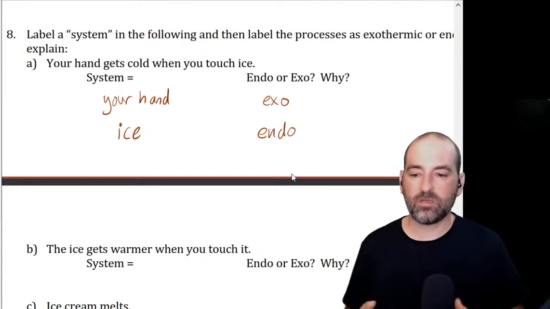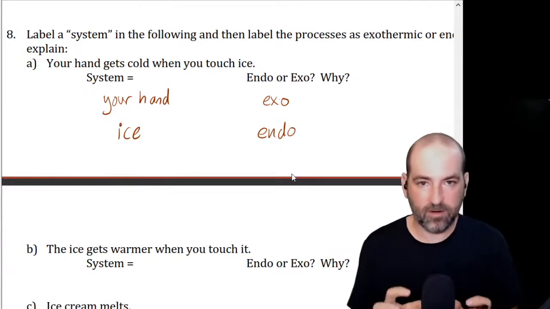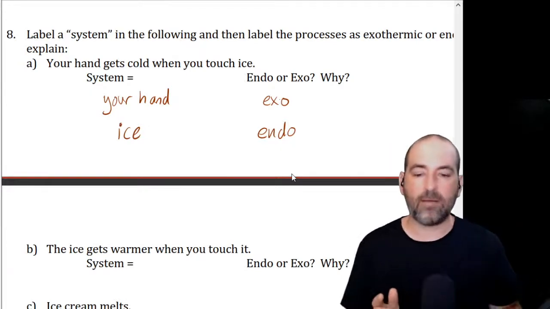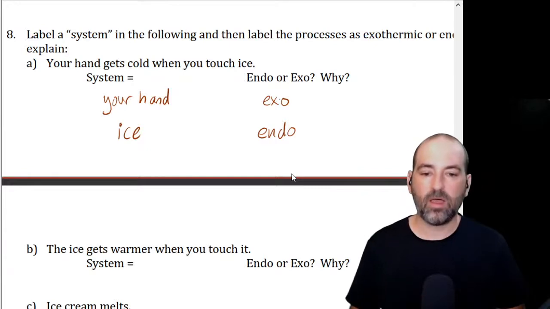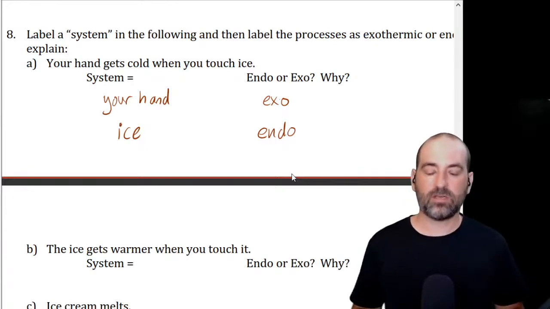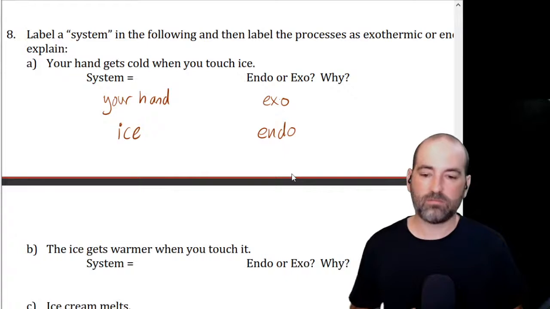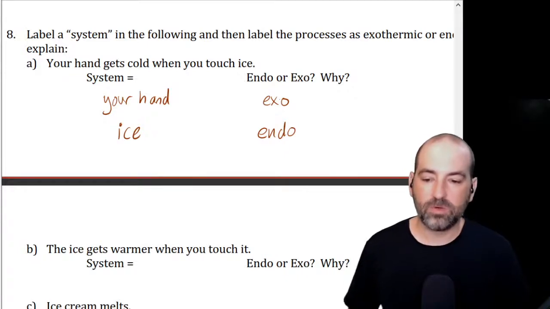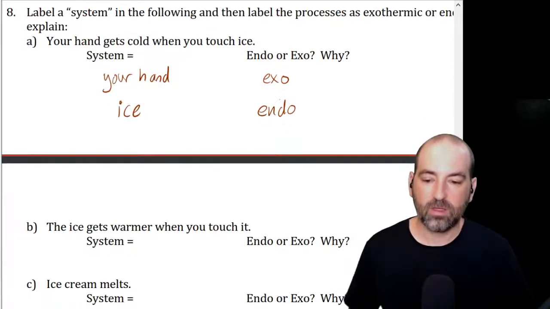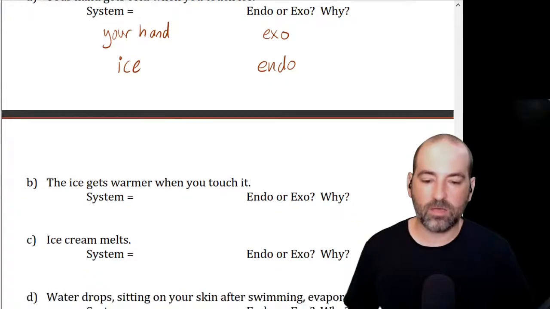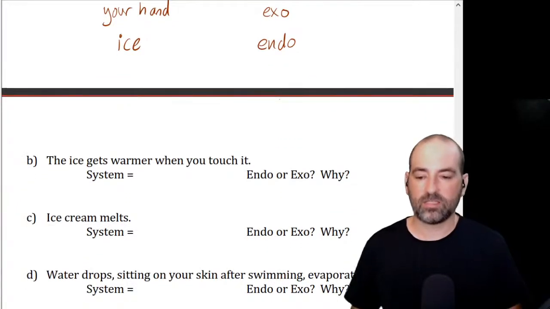Depending on which you pick as your system, meaning the thing that you're focusing on, you're going to have the opposite answer of where the energy is going. And there's not a right or wrong way to pick a system. We just have to be consistent when we make that decision. When we talk about a chemical reaction, then we're always talking about the actual chemicals as the system.